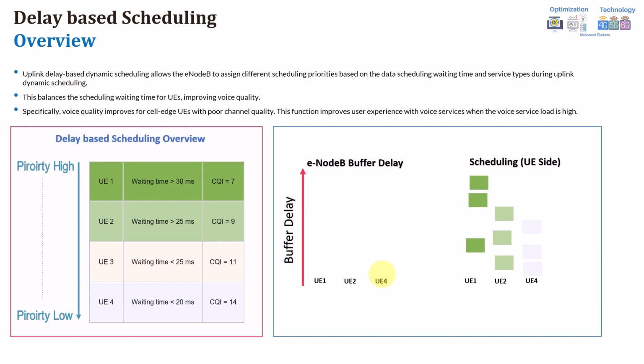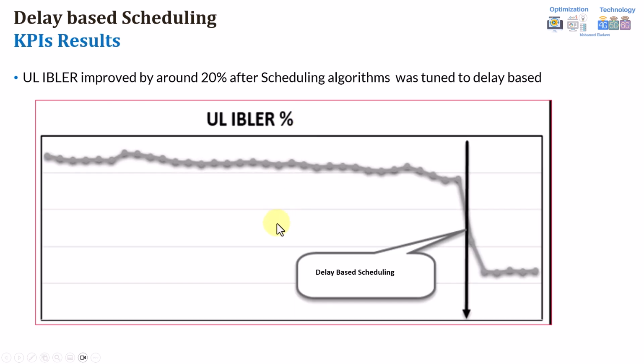You can see improvement, for example, in block error rate, especially in the uplink, and this is what we have seen before. And if you have the MOS drive test, you can see the voice quality improving a lot. So let me show you an example from one of the networks. After enabling delay-based scheduling, you see more than 20% improvement in the uplink IBLER, and from the drive test at that time, we also saw improvement in the voice quality.